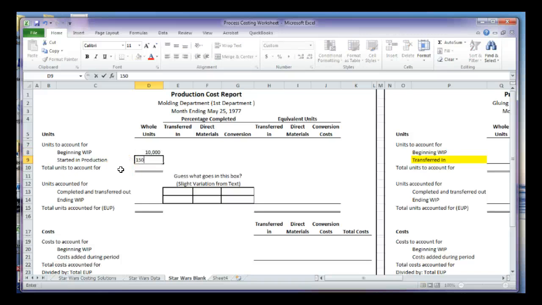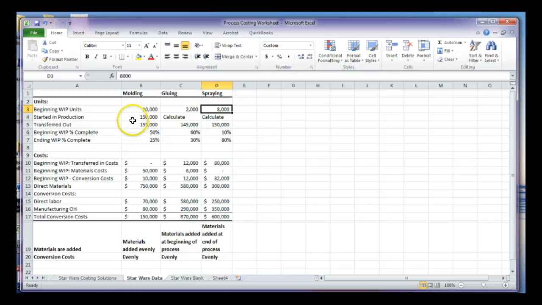10,000 units. And we started with 150,000 units. From there, I can add these two. And that tells me I need to keep track of 160,000 units. All right, that makes sense.